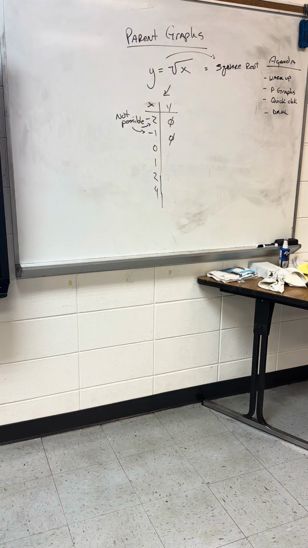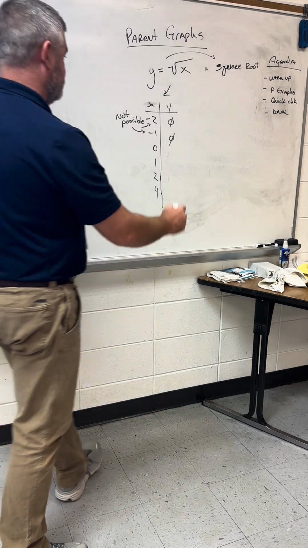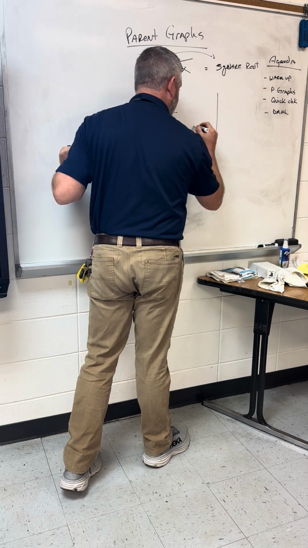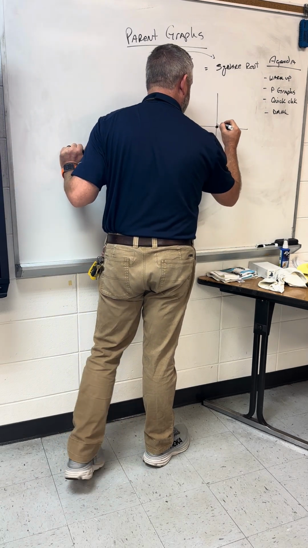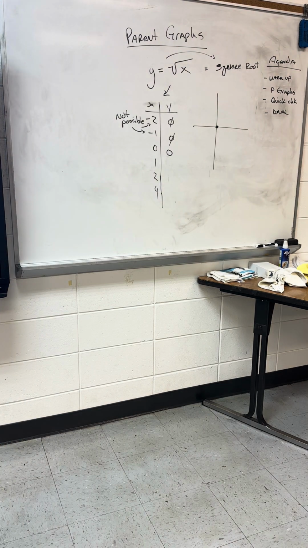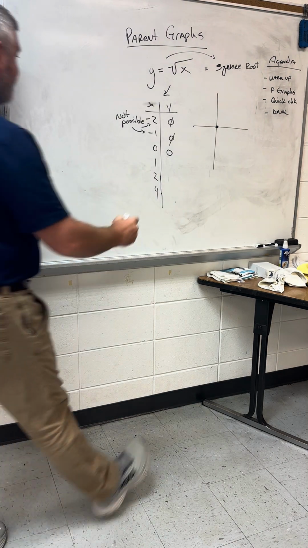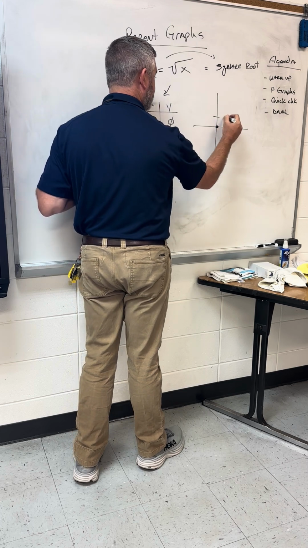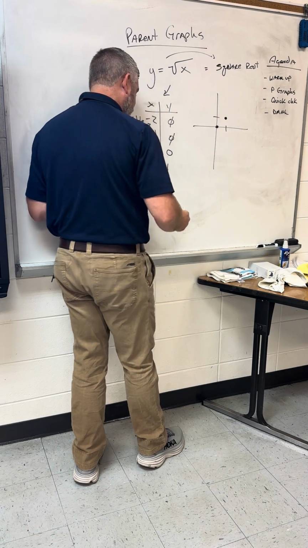All right, wow. Well, that's kind of weird. Let's get to something that is possible. How about the square root of 0? 0. Yay. So if I'm plotting, I got a point. All right, how about the square root of 1? 1. I got another point: 1, 1. All right, how about the square root of 2?